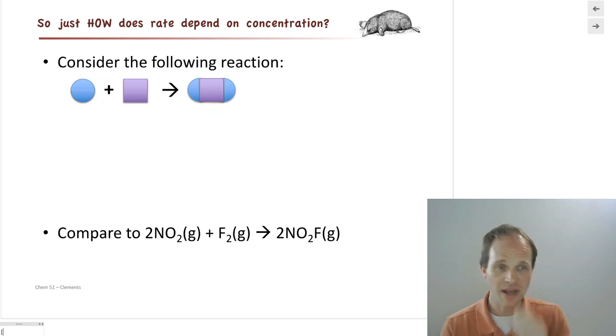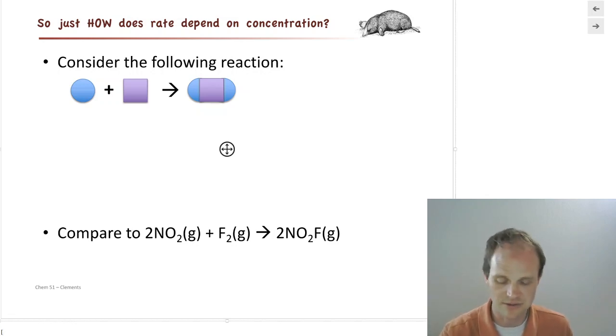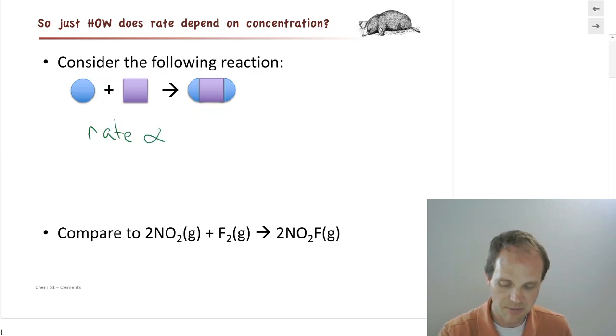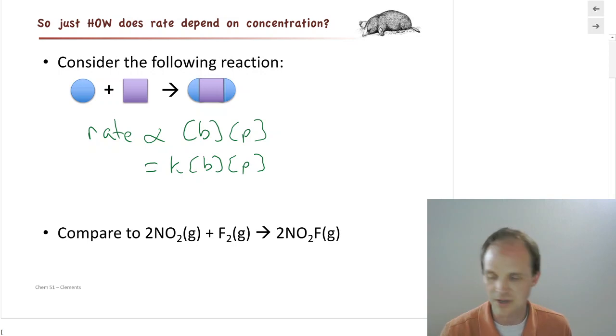Because we're trying to figure out this following reaction. We've got the blue dots and we've got the purple squares. How do we know exactly how that rate depends on those concentrations? When we said in the past, a whole couple videos ago, we said that the rate was going to be proportional to our concentration of blue times our concentration of purple, or equal to k times the concentration of blue times the concentration of purple.